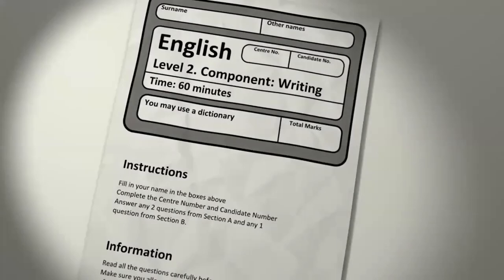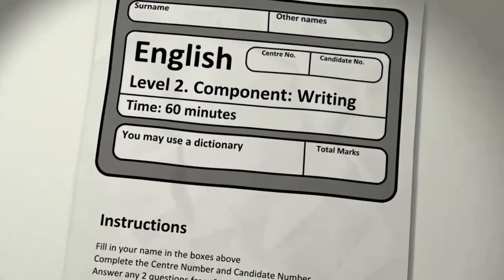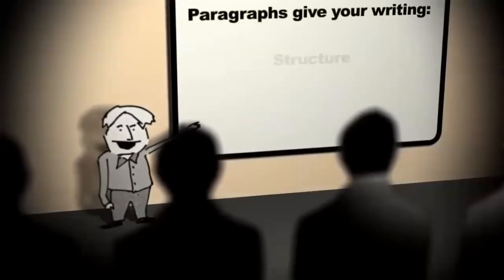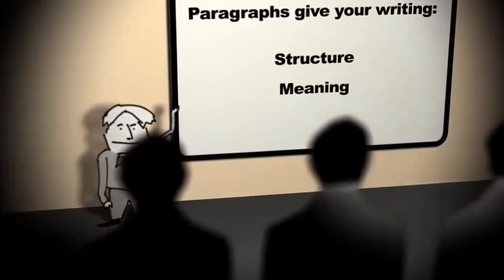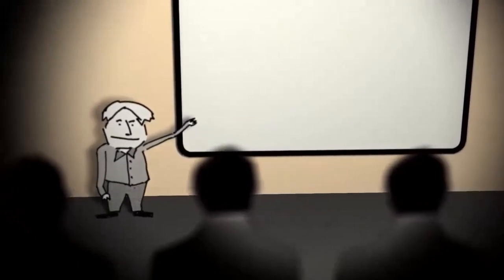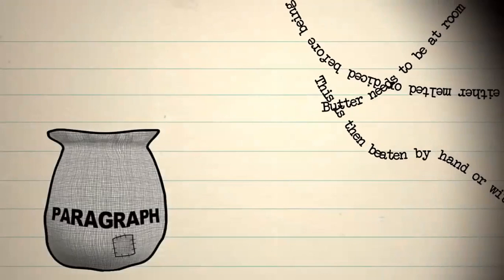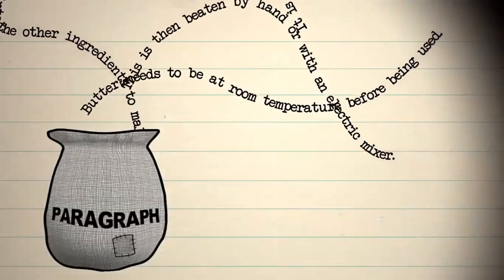At level 2, in the functional English assessment, you should also show that you can write in paragraphs. Paragraphs give your writing structure and meaning. They help readers to make sense of your writing. Here's what you need to know. What is a paragraph? A paragraph is a group of sentences about one main idea.